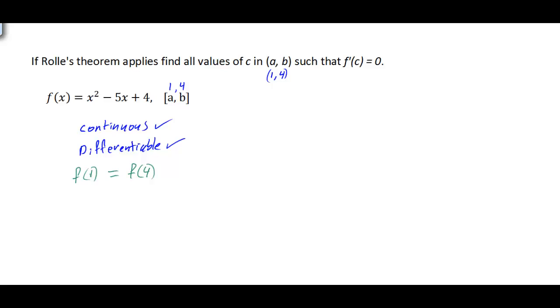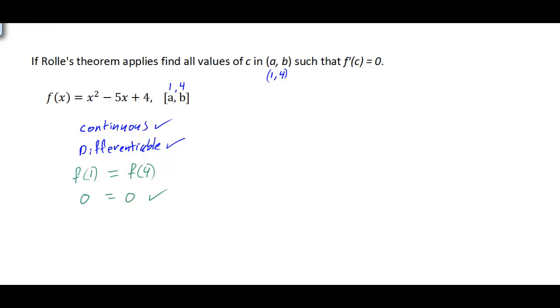Well, if we plug 1 in, we get 1 squared minus 5 plus 4, which is going to go to 0. And if we plug 4 in for x, we get 4 squared minus 20 plus 4, which also equals 0. So we meet all three conditions. So that means Rolle's theorem applies, and what that means is simply there's going to exist a value c.